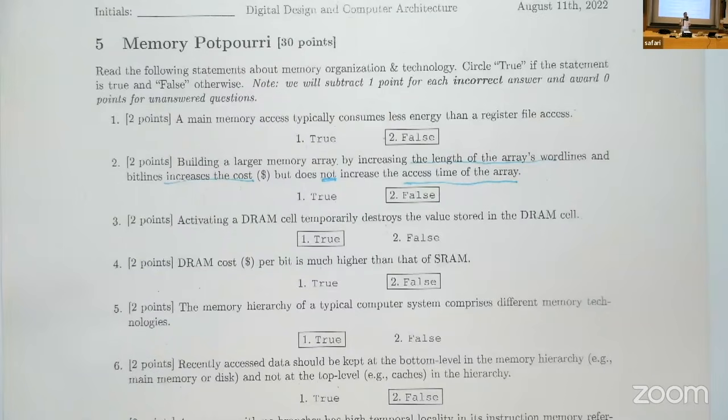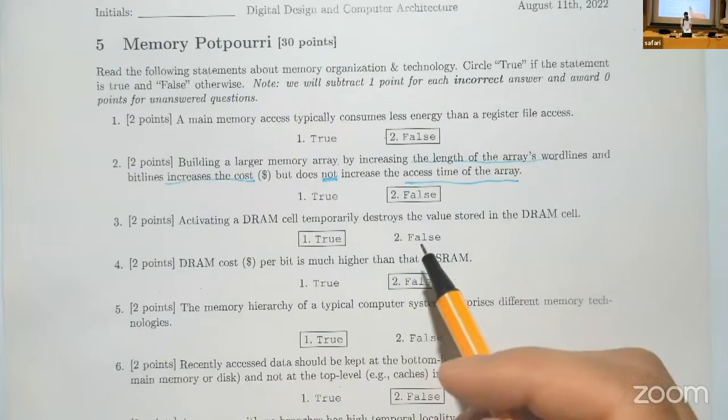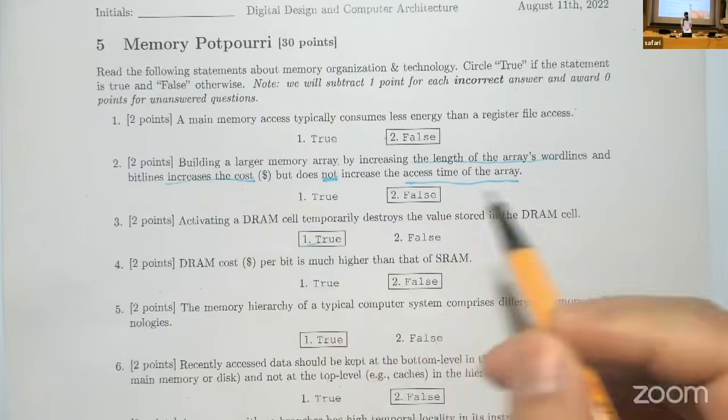But what happens is if we wait a little longer, the sense amplifiers will be enabled and then write the value back to the cell. So temporarily the value is destroyed, but it will be written back. And that's why this is true.